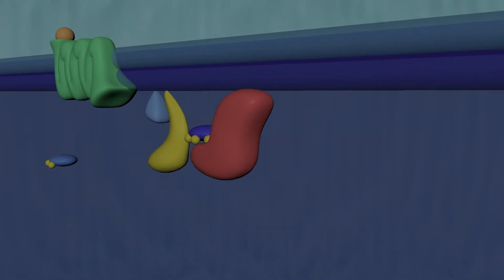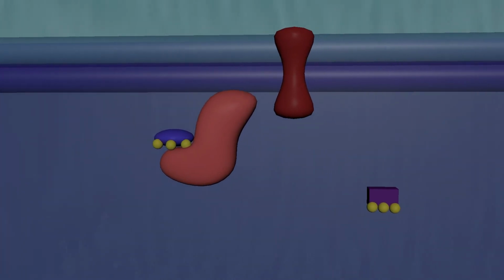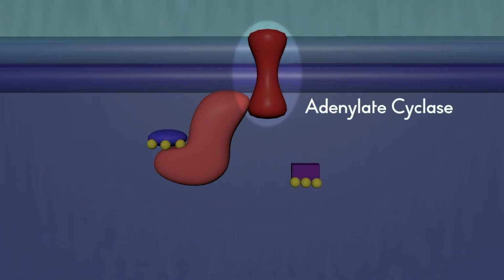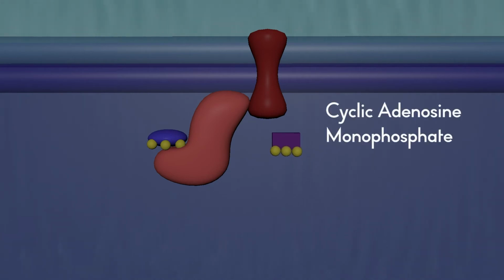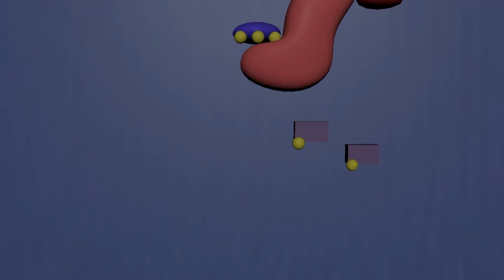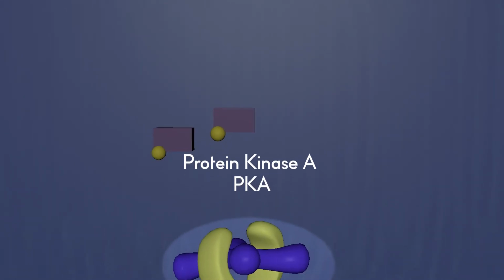These activated components can now regulate the activity of target proteins in the cell membrane, such as the membrane-bound enzyme adenylate cyclase. Once activated, adenylate cyclase catalyzes the formation of cyclic adenosine monophosphate, or cAMP, by removing 2 phosphates from ATP. cAMP then acts as a secondary messenger by migrating away from the membrane and activating protein kinase A, or PKA, in the cytosol.